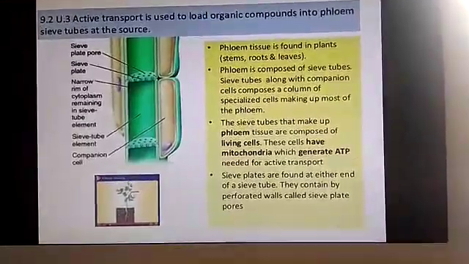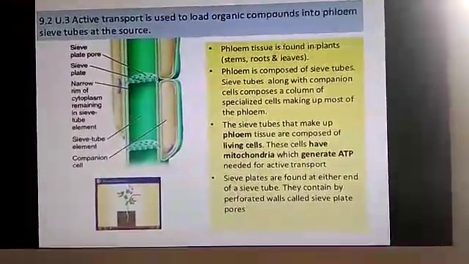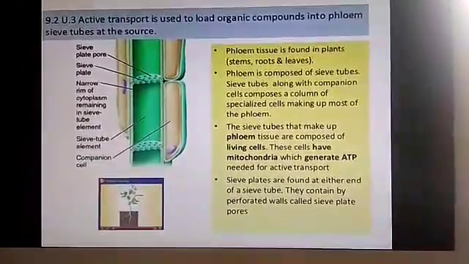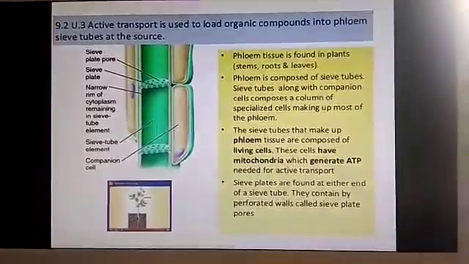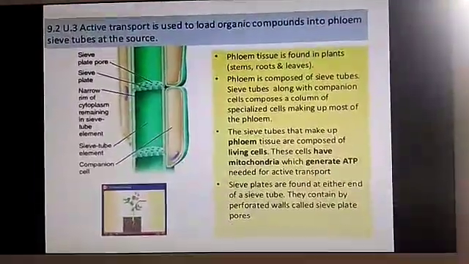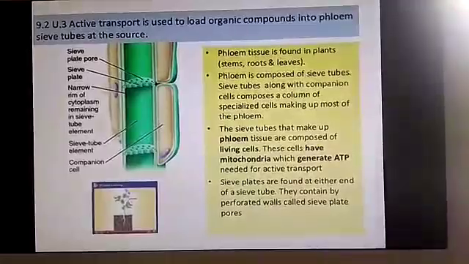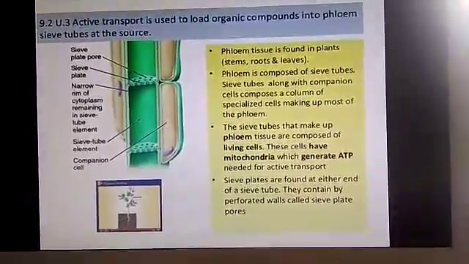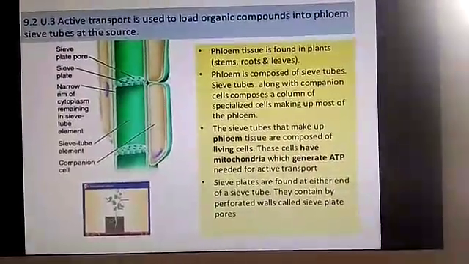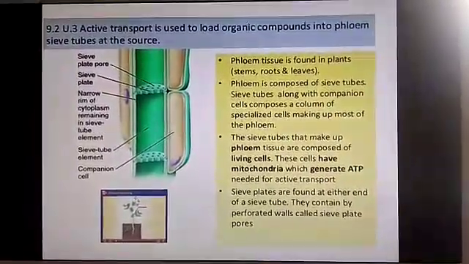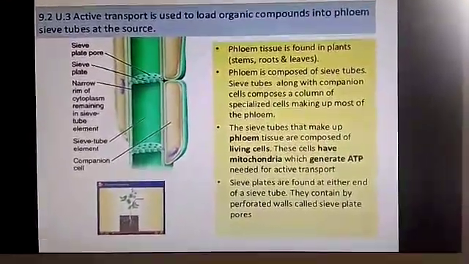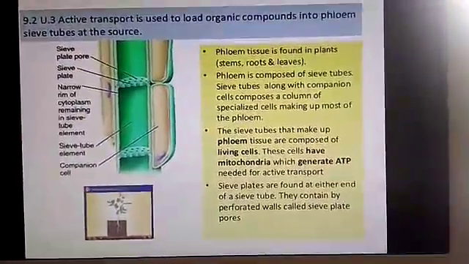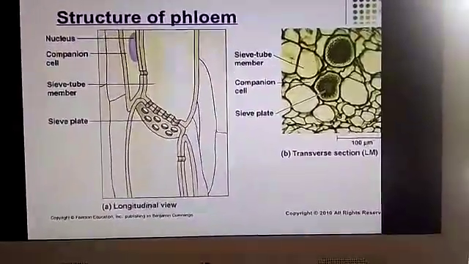The sieve tubes that make up phloem tissue are composed of living cells. These cells have mitochondria which generate ATP needed for active transport. Sieve plates are found at either end of the sieve tube. They contain perforated walls called sieve plate pores. So what does phloem tissue do? It transports the food and minerals. See the structure of phloem.